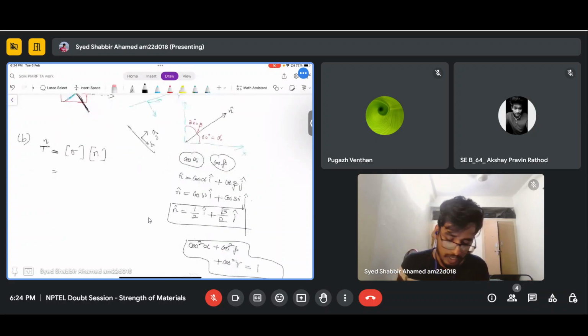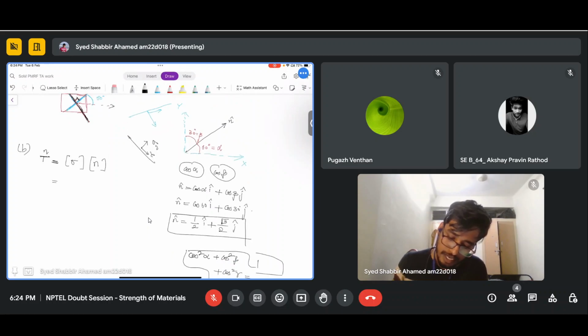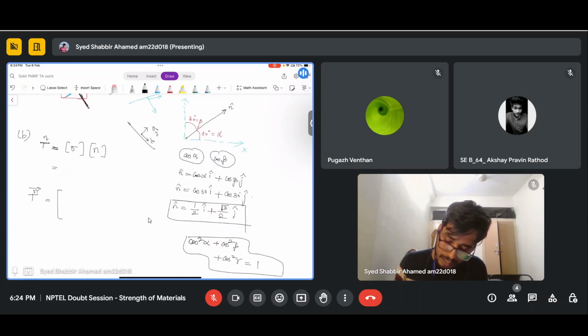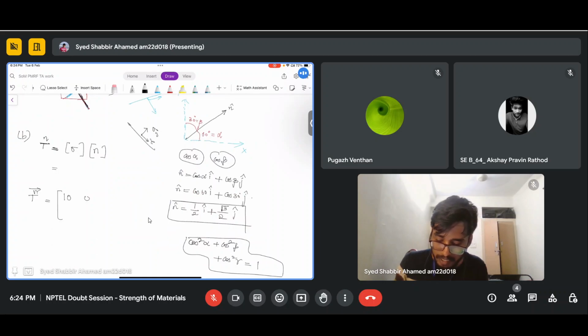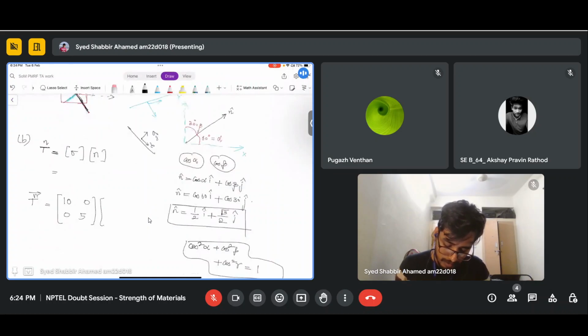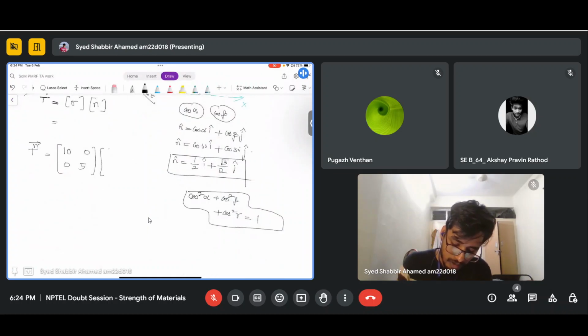And here, because I have only a 2D system, I'll just write like this. Stress vector can be denoted like this with an arrow. So I have 10, 0, 0, and 5. This is the stress tensor. Because it is in 2D, I have removed these two parts. And I have this normal, and the components of the normal can be written like this: 1 by 2, this is 1 by 2 in vector form.